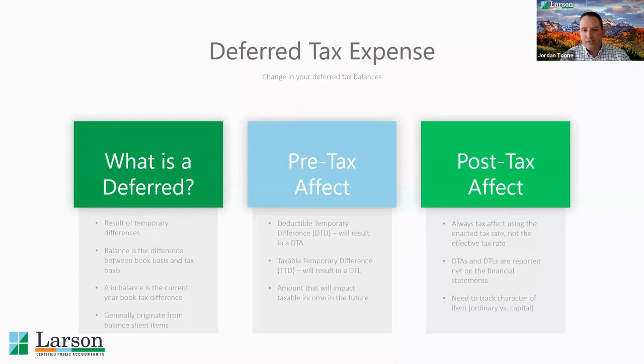Deferred tax assets and deferred tax liabilities are reported net on the financial statement. So you net them together and you report one deferred tax asset or deferred tax liability. You don't report both.